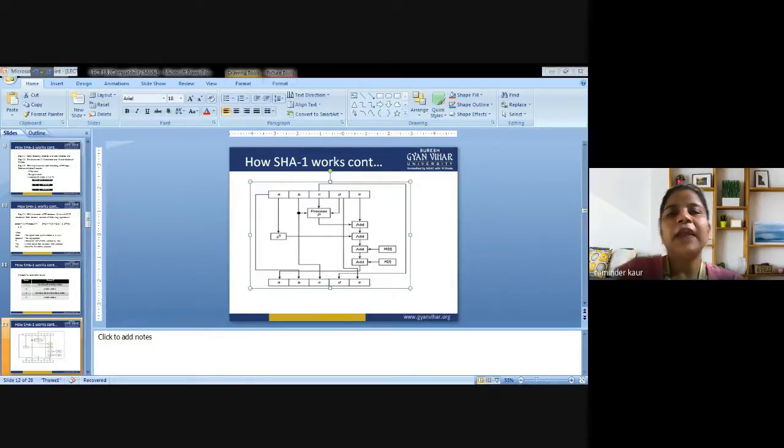So in FIPS Pub 180-1, commonly designated SHA-1, SHA-1 differs from SHA-0 only by a single bitwise rotation in the message schedule of its compression function. According to the NSA, this was done to correct a flaw in the original algorithm which reduced its cryptographic security.